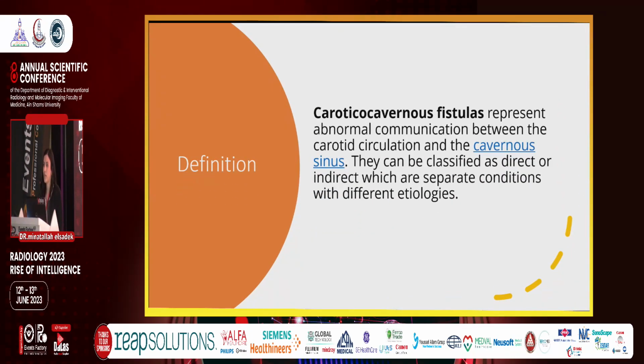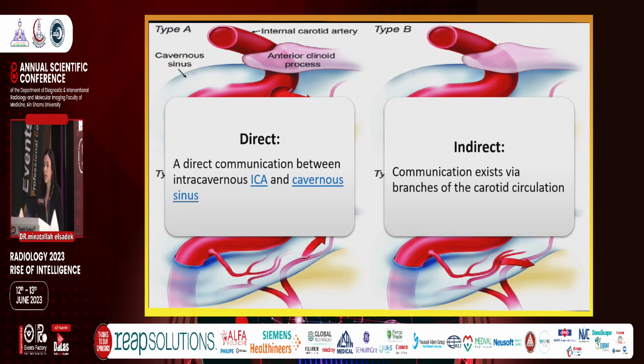So what is a carotid cavernous fistula? A carotid cavernous fistula is an abnormal communication between the carotid circulation and the cavernous sinus. It is usually classified according to various features. However, most importantly, it's divided into two main types, which are the direct, which is a direct communication between the intracavernous ICA and the cavernous sinus, and indirect, in which the communication exists via branches of either the external or internal carotid artery.